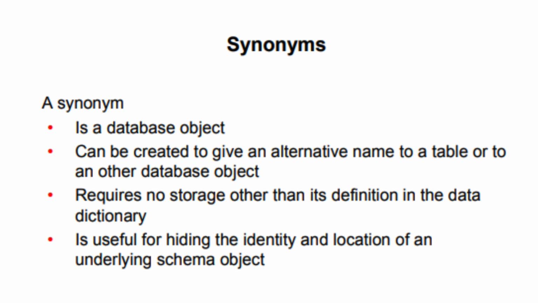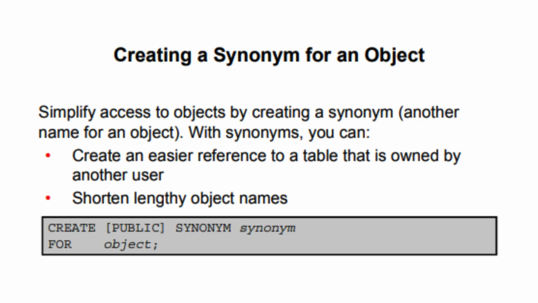Synonyms are also useful for hiding the identity and location of an underlying schema object. To refer to a table that is owned by another user, you need to prefix the table name with the name of the user who created it, followed by a period. Creating a synonym eliminates the need to qualify the object name with the schema and provides you with an alternative name for a table, view, sequence, procedure, or other objects. This method can be especially useful with lengthy object names, such as views.